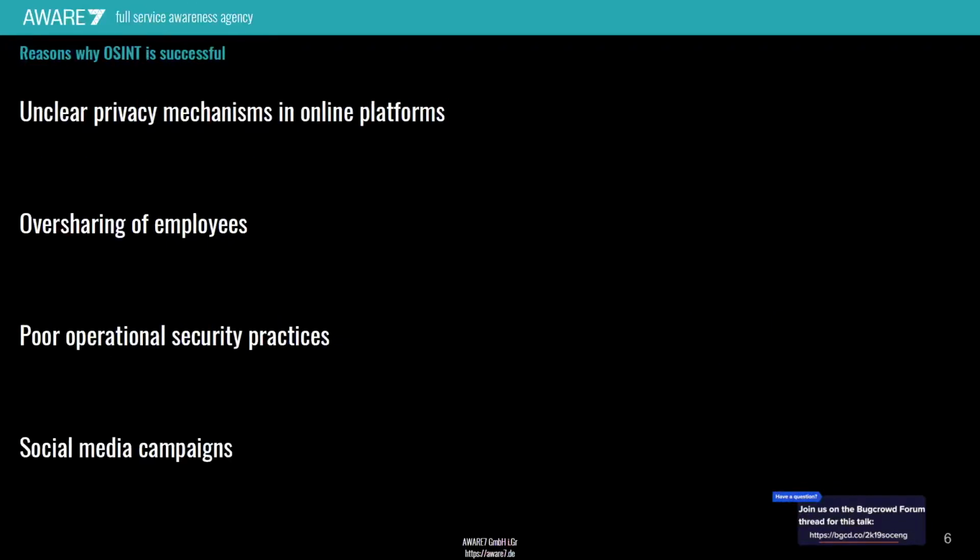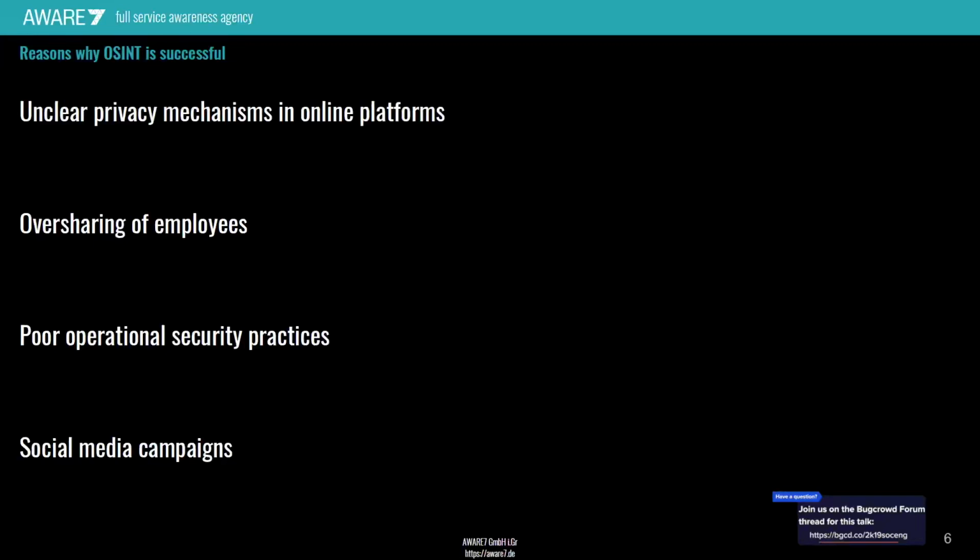Why is OSINT so successful? This is mainly based on four things, at least from what we see. The first one is unclear privacy mechanisms in online platforms. Sometimes it's a little bit shady which data is really public and which data is not. We will talk about that in our case later.